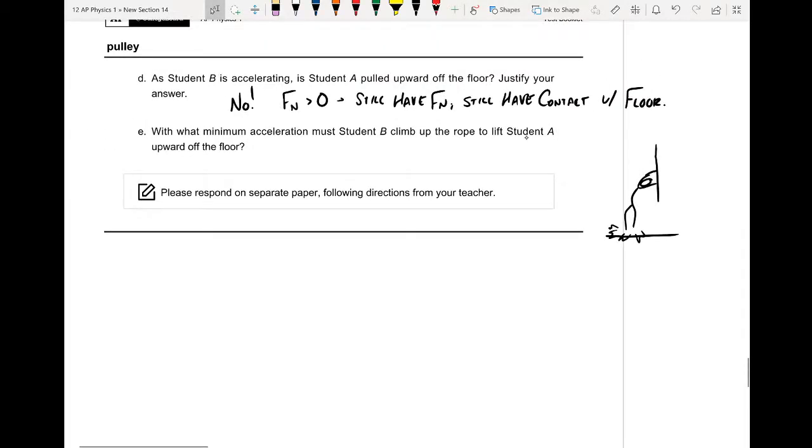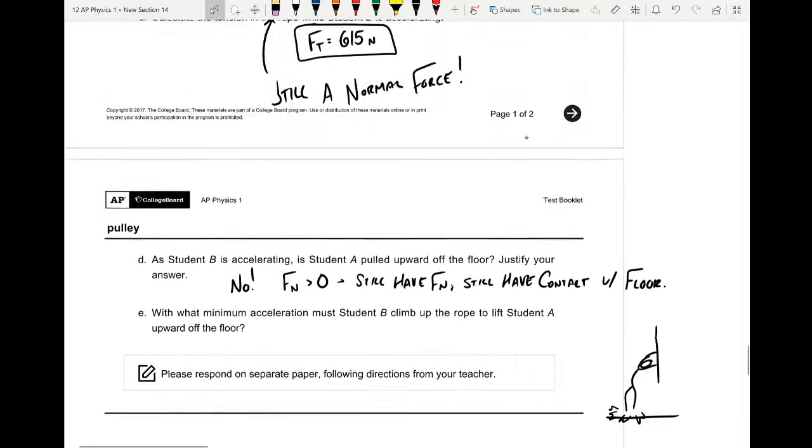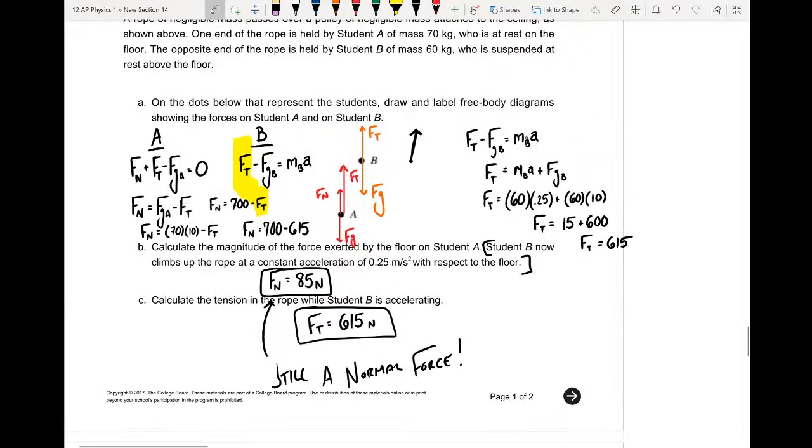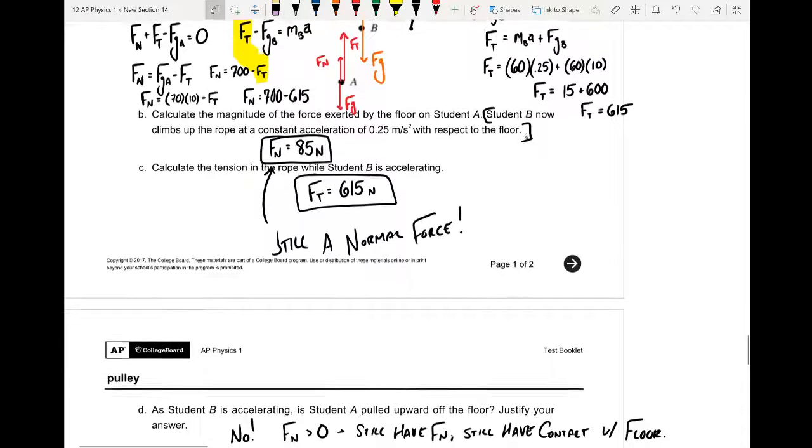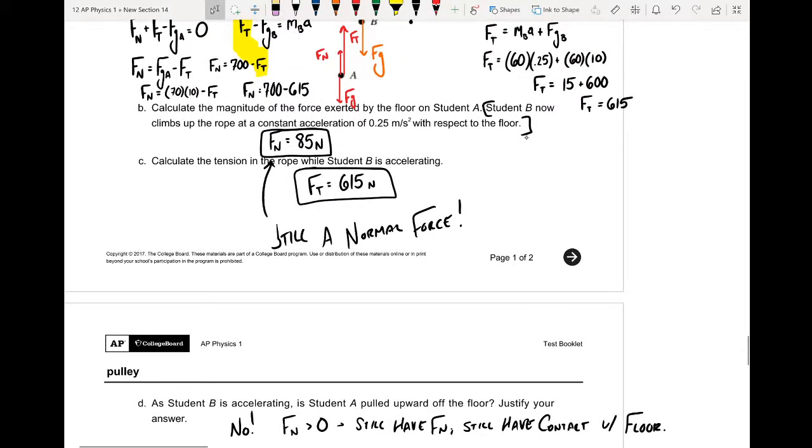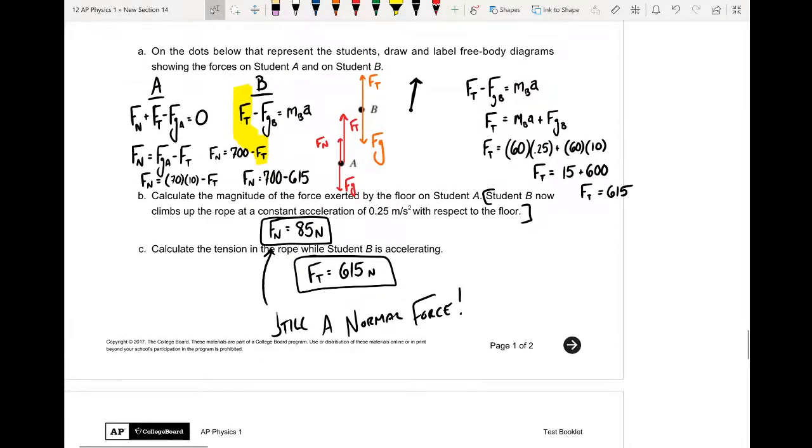It's not supplying a contact force. So we want to know the minimum acceleration we could have so that student A is lifted off the ground, or in other words, that the normal force is equal to 0. So we can use this same setup as before. I'm just going to copy and paste it.